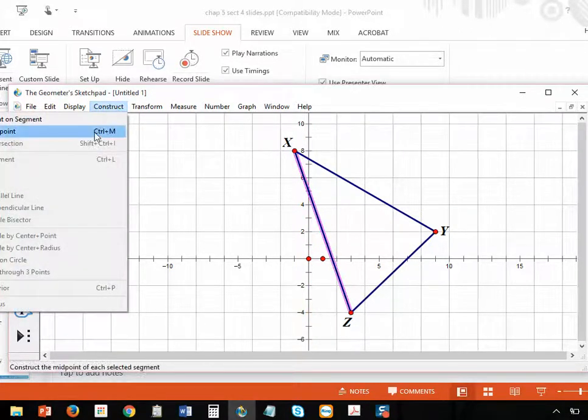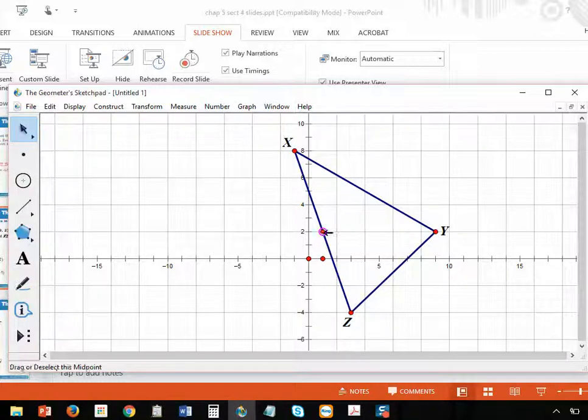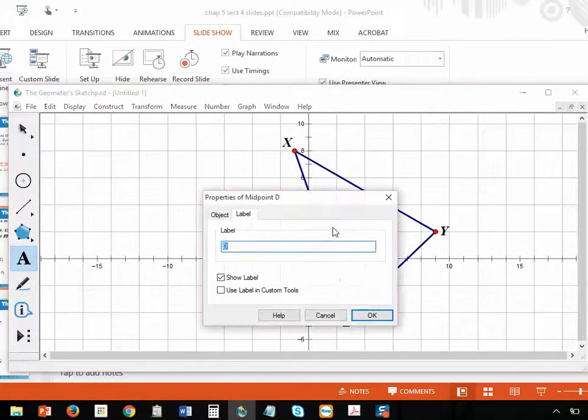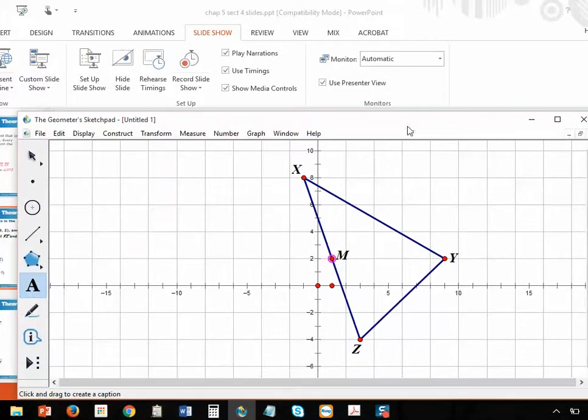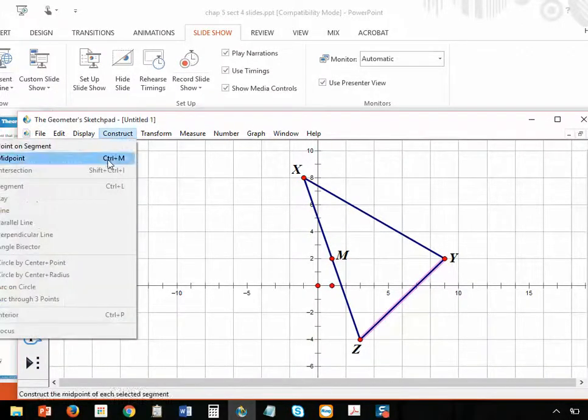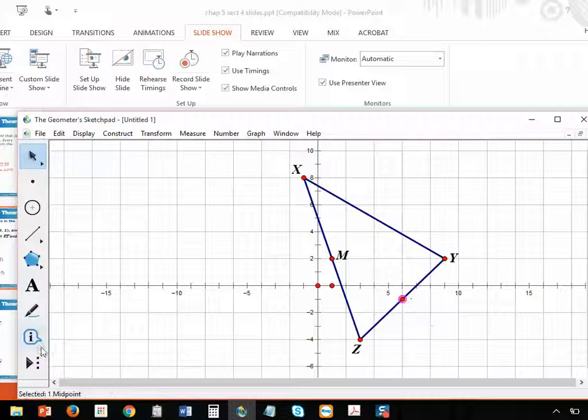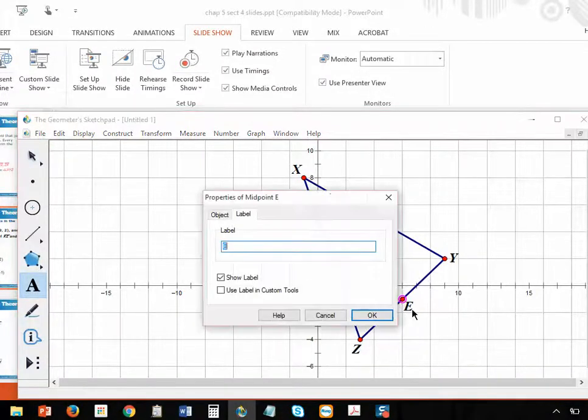Construct midpoint. In Sketchpad you can do that. And this point is called M. And the midpoint of, what's the other line? YZ down here is going to be called N. I have to go to construct and then pick midpoint, and then I'll call that N. So this is exactly the way they wanted this triangle to look.